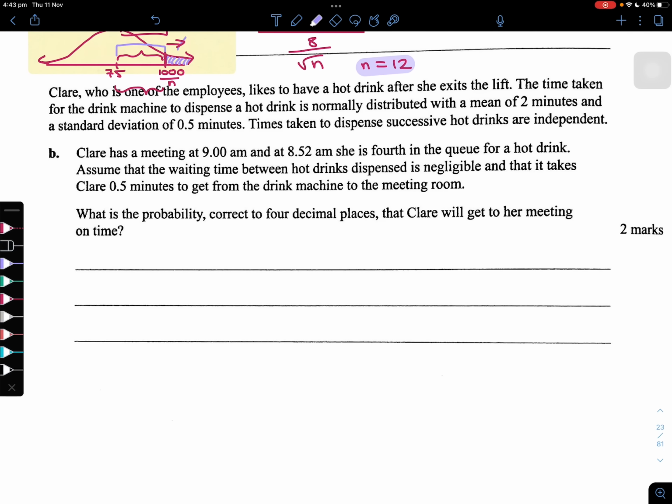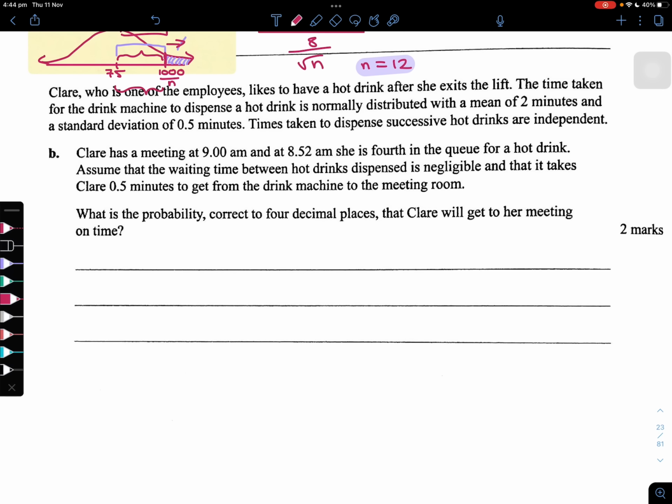Perfect. Claire, who is one of the employees, likes to have a hot drink after she exits the lift. The time taken for the drink machine to dispense a hot drink is normally distributed with a mean of 2 minutes and a standard deviation of 0.5 minutes. Times taken to dispense successive hot drinks are independent.